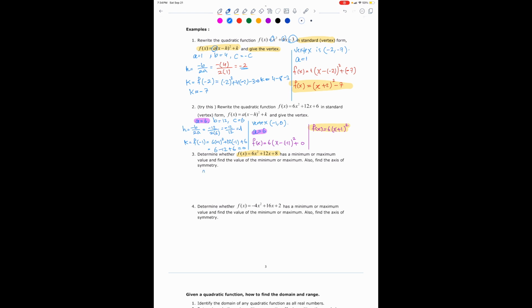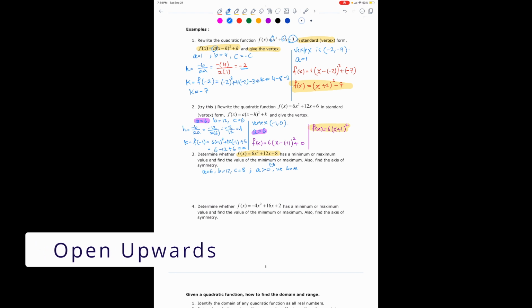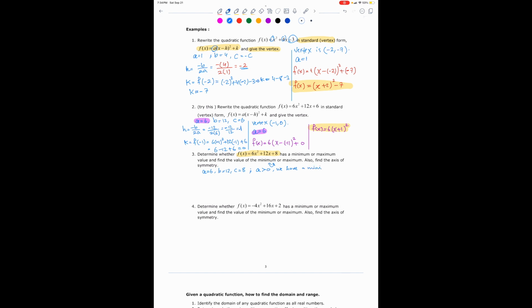So since a is equal to 6, b is equal to 12, and c is equal to 8, I know that since a is greater than 0, the parabola is going to open upwards and we're going to have a minimum. What is the minimum value? It's the k value. But in order to find k, we will need to find h first.